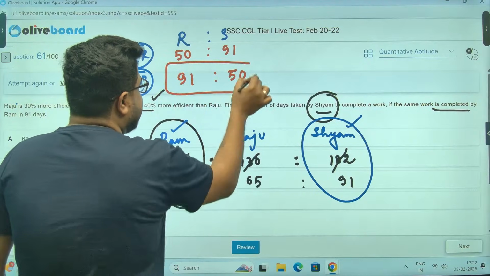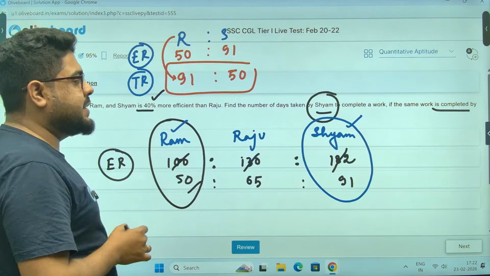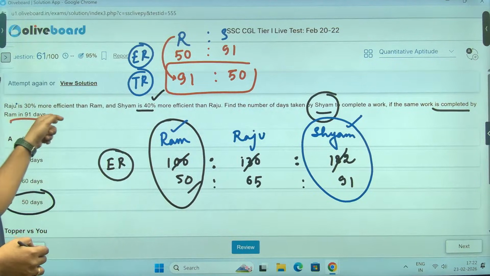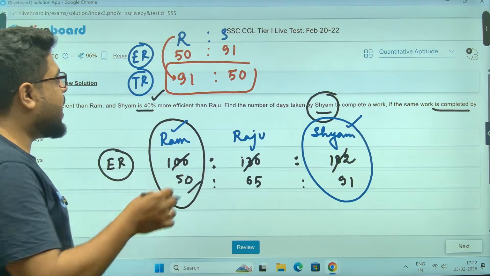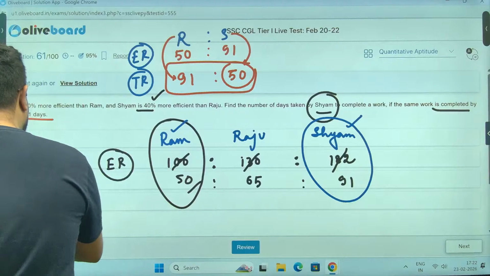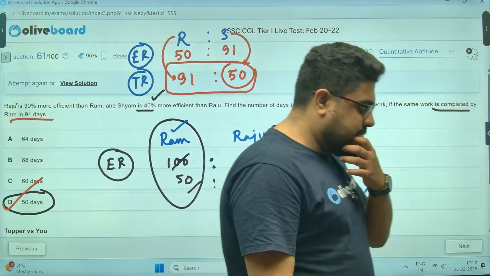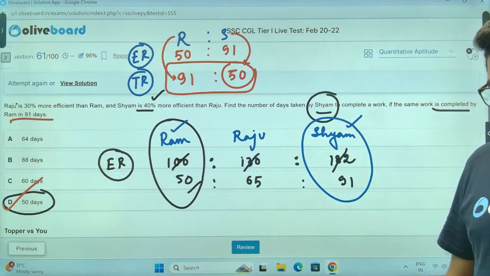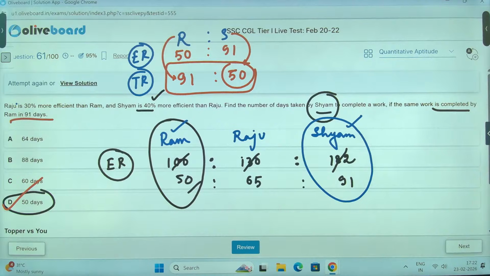Sir, it is already given. Ram is taking 91 days. It is given: completed by Ram in 91 days. So how much time will Shyam take? Sir, 50 days. That's your answer, done and dusted. Clear, everyone? Again, very unique ways of solving.